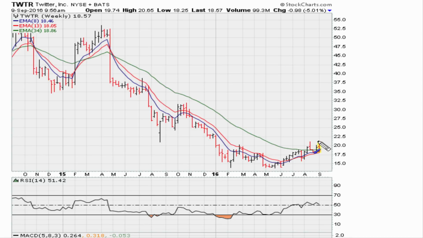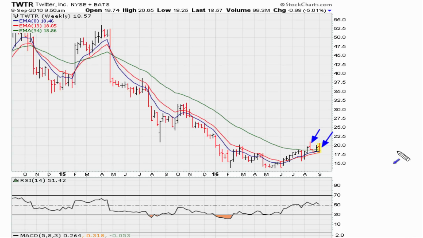Let's take a look at the chart for TWTR, Twitter, and we can see here every time the last couple of weeks it's been trying to move higher, it gets rejected lower. You can see this red down week after trading higher for the week, and again this week we've been trading higher but we've been pushed back down.